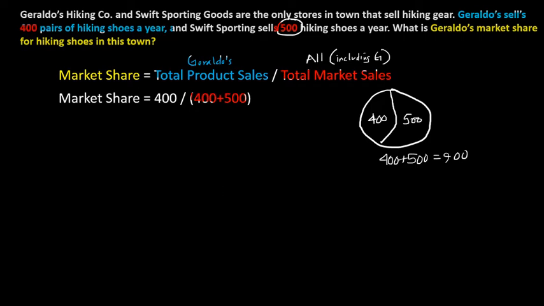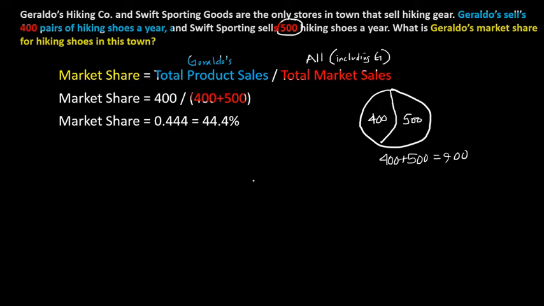Type it into your calculator. Be careful to either make sure your parentheses are in place for the denominator or just simplify it to 900 before you do the division. We get our market share is 0.444. Converted to percent form, we get 44.4%.